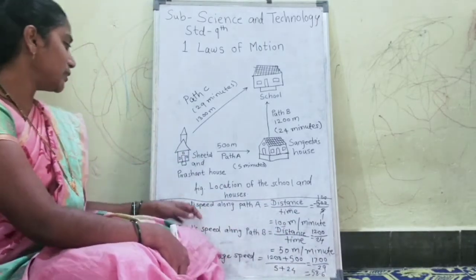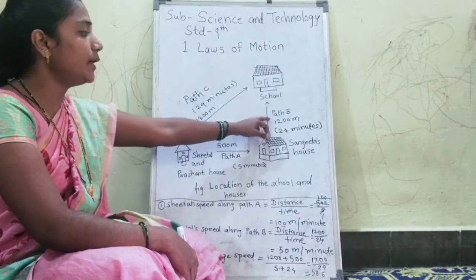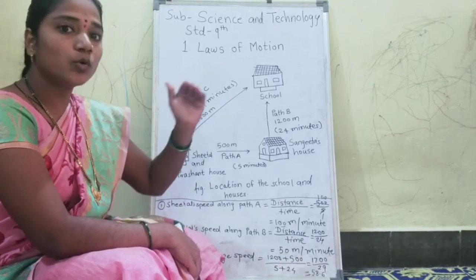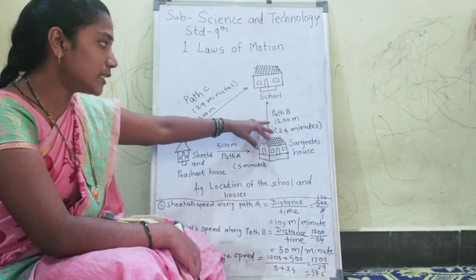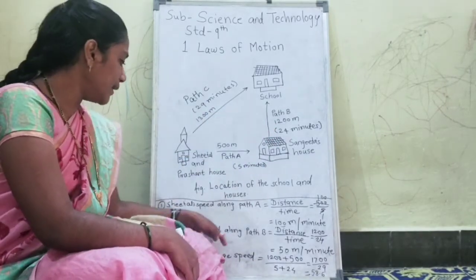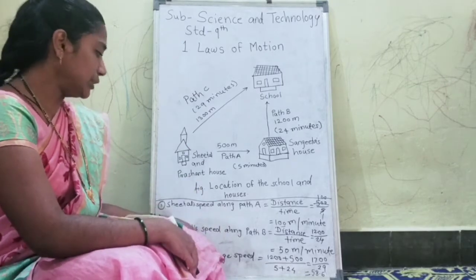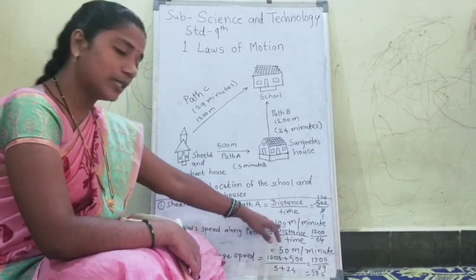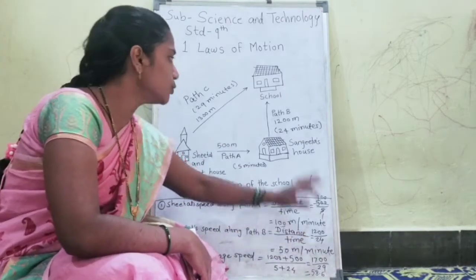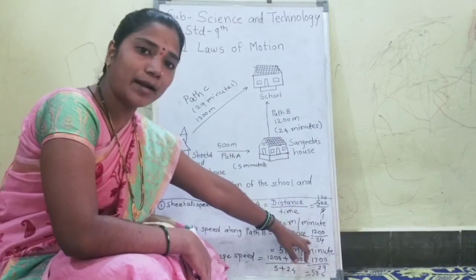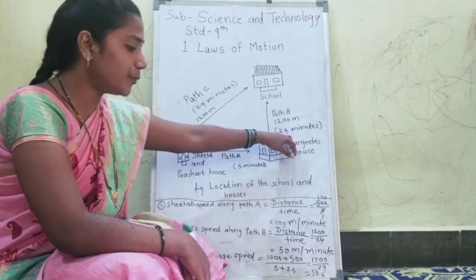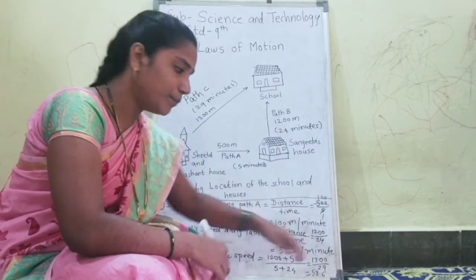Okay. Next, what is the speed along path B of Sheetal and Sangeeta? Sheetal and Sangeeta both go to the school, covering the distance of 1200 meter along path B. Here again I take the same speed formula, distance upon time, that will equal 1200 meter divided by the time taken to cover this distance, which is 24 minutes. I take here 24.